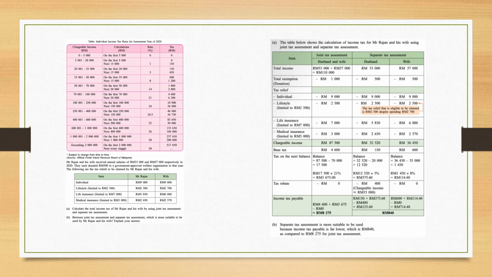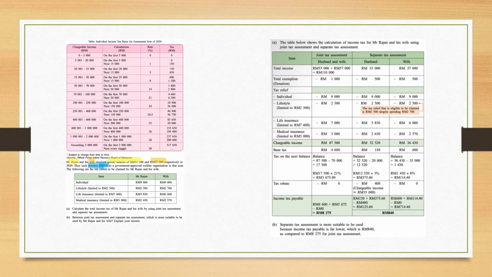Mr. Rajan and wife: annual salary of 53,000 for the husband and 57,000 for the wife, and for donation it would be 500 ringgit. Then we've got tax relief figures, and the question is asking you to find the total income tax payable.